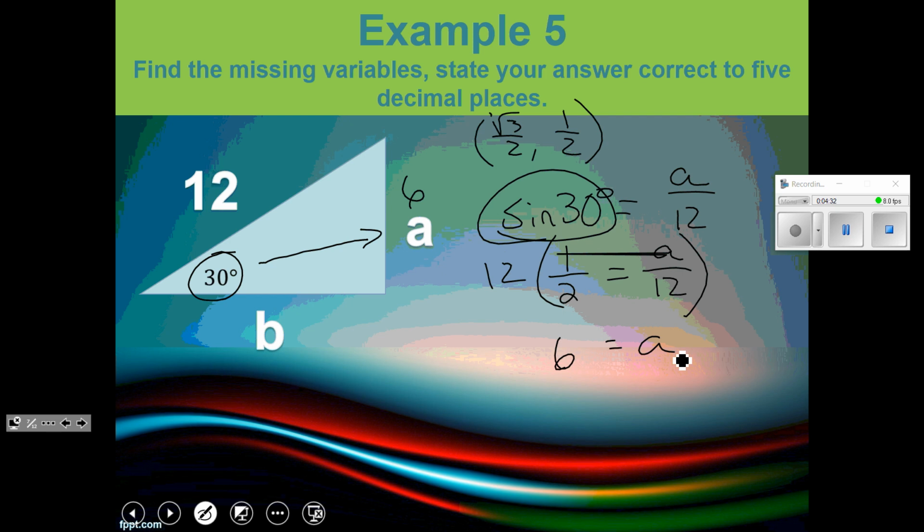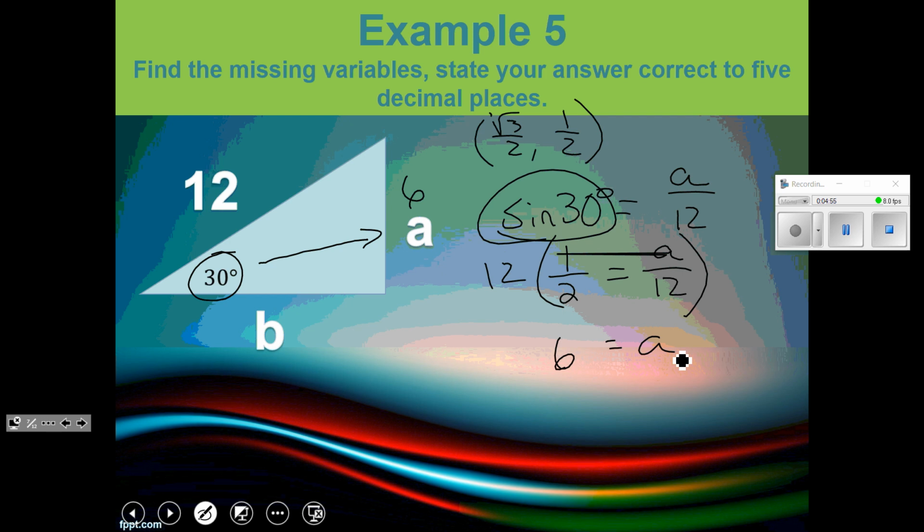When it's not a clear point on the unit circle, like if I give you 56 degrees, then you just need to put it in your calculator like I showed you yesterday. But if it's a 30 or a 45 or a 60, then you can use your unit circle points and solve it that way.